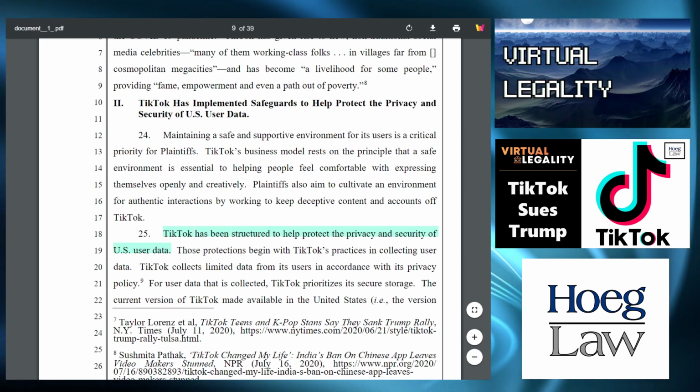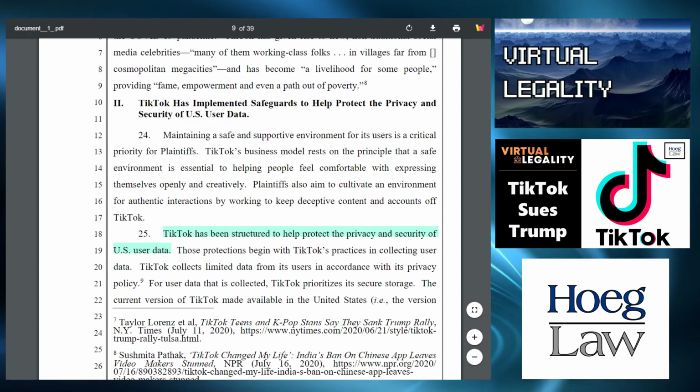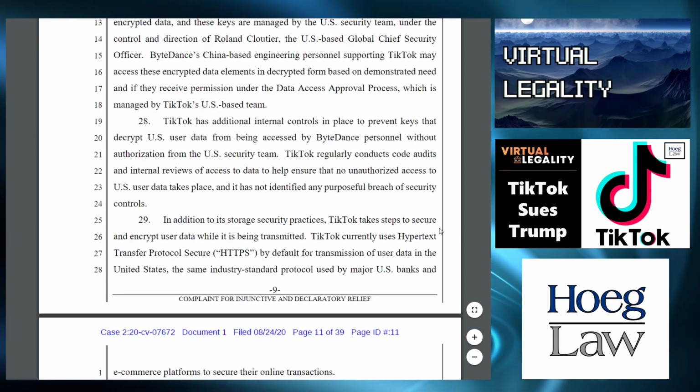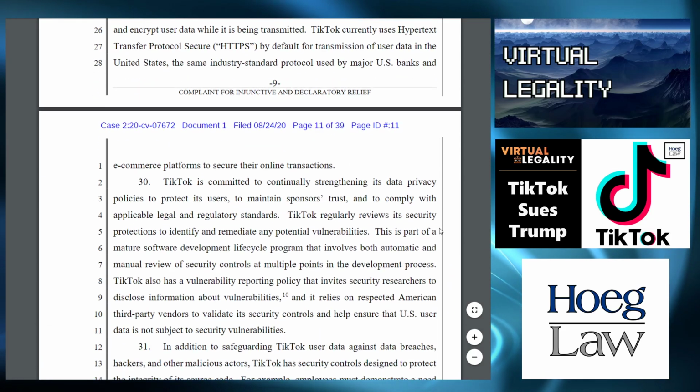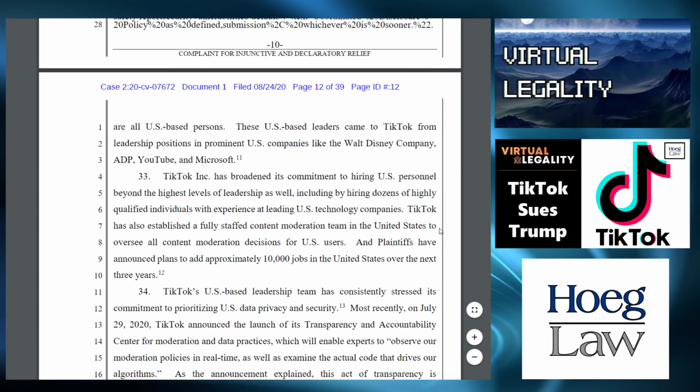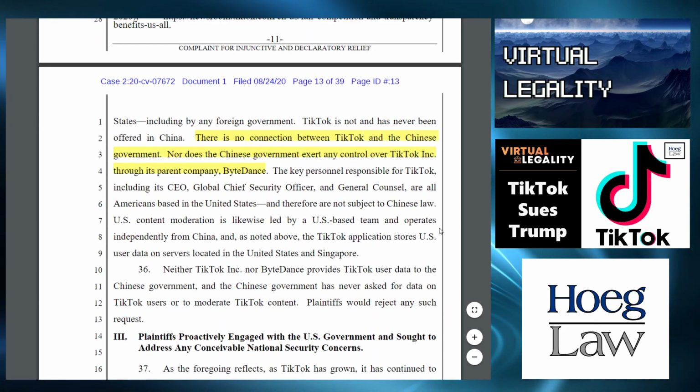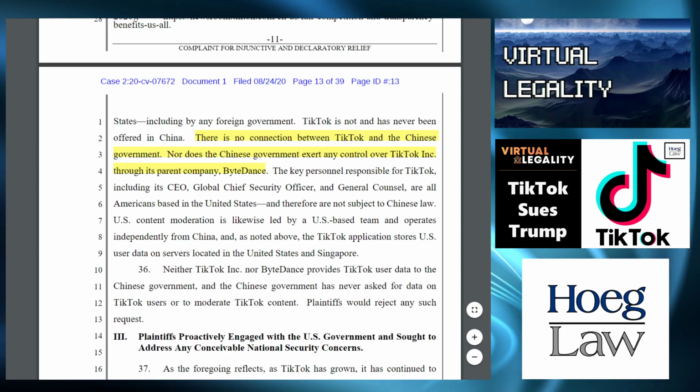Then we see that TikTok has said they have implemented safeguards to help protect the privacy and security of U.S. user data. TikTok has been structured to help protect the privacy and security of that data. You see paragraph after paragraph about algorithms and encryption keys and safety protocols, etc., for pages. And then again, another reaffirmation there's no connection between TikTok and the Chinese government.